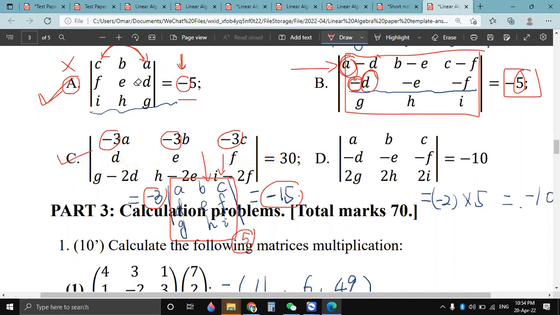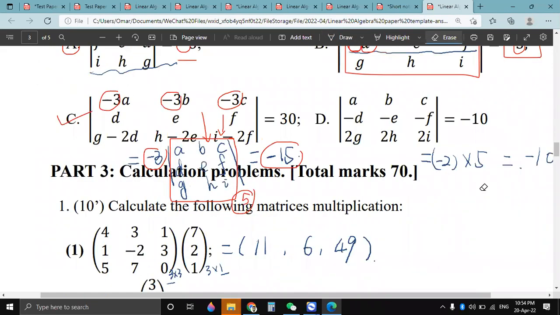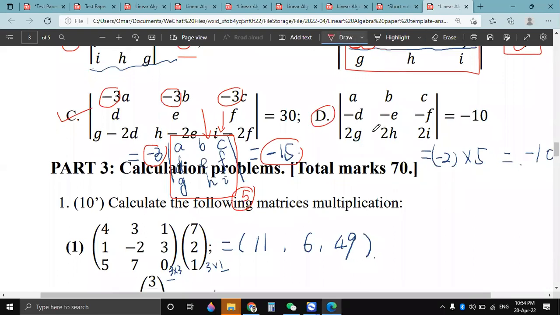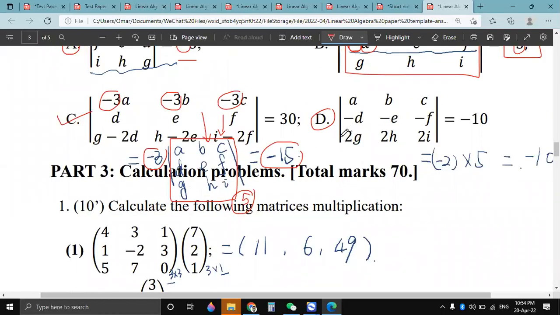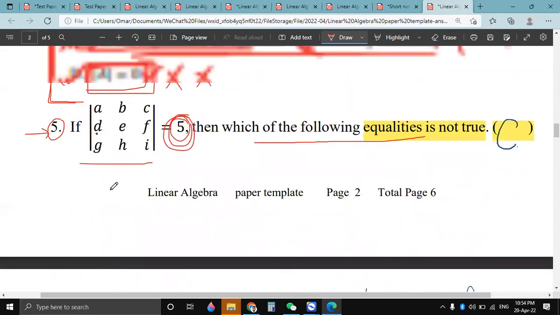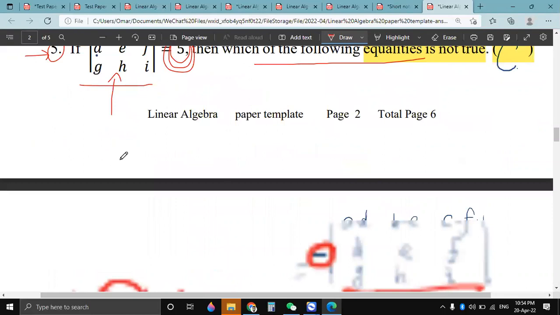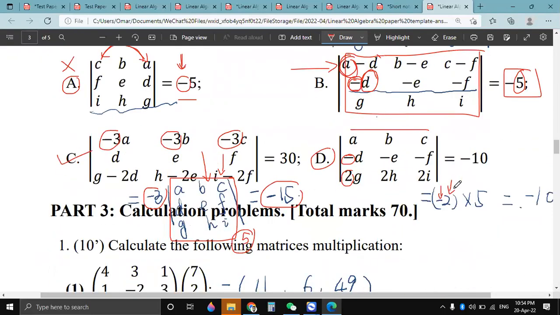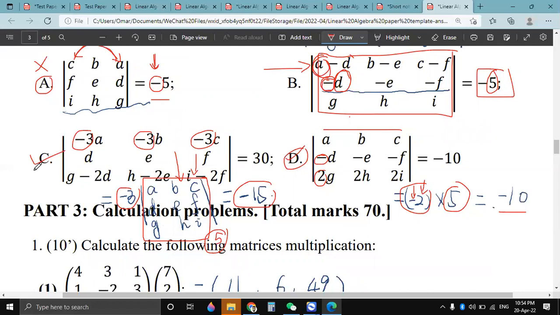Okay guys, and then for the fourth question here, it is A, B, C, minus D, E, F, and 2G, 2H, and 2I. If I take this 2 out, I'll get 2 here, and then I have to take this minus out, so ultimately I'll get minus 2. If you substitute the value here, minus 2 multiplied by 5 will be minus 10. So this is also correct, and our right answer will be C.